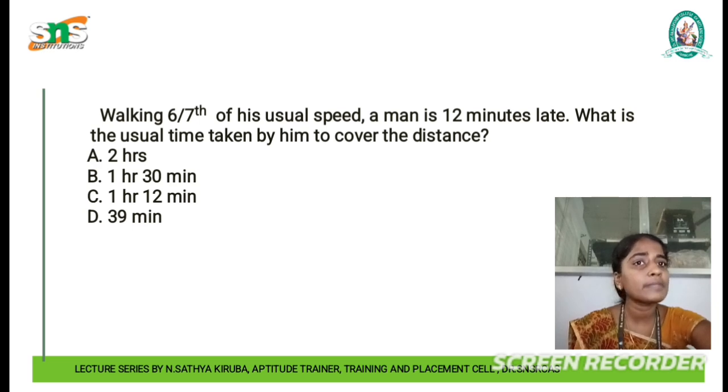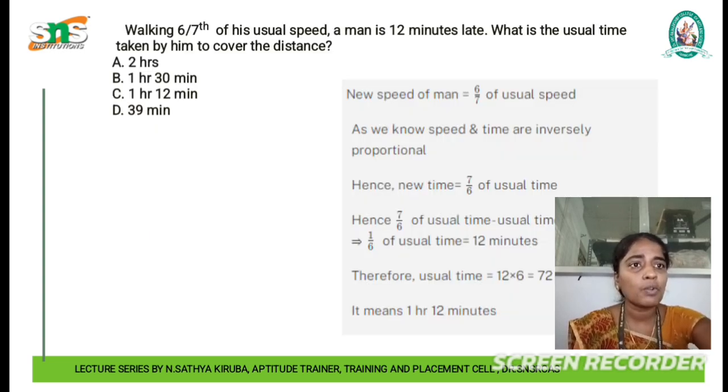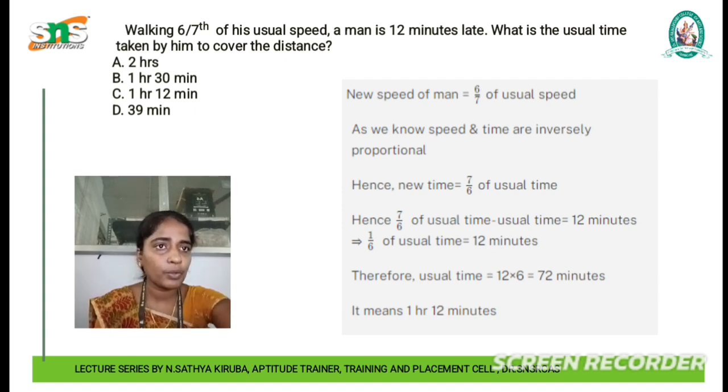Now, walking at 6 by 7th of his usual speed, a man is 20 minutes late. What is the usual time taken by him to cover the distance? The options are given here. You should understand one thing here. The new speed is equal to 6 by 7th of his usual speed.